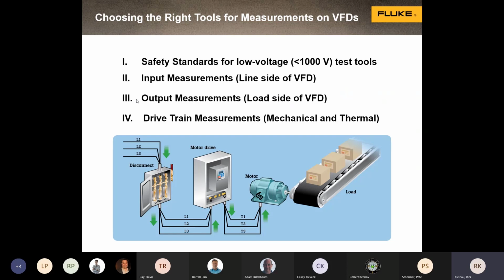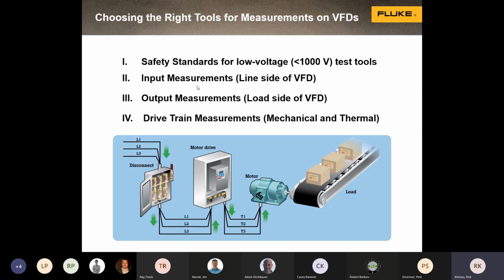This is the outline. I don't know that we'll get all the way down to number 4, but we'll start off and talk just a bit about safety standards for low voltage test equipment, low voltage being less than 1,000 volts. When you're talking about drives, you're probably talking about 3-phase power systems, and safety's an important consideration, as are the tools you're using to make these measurements.